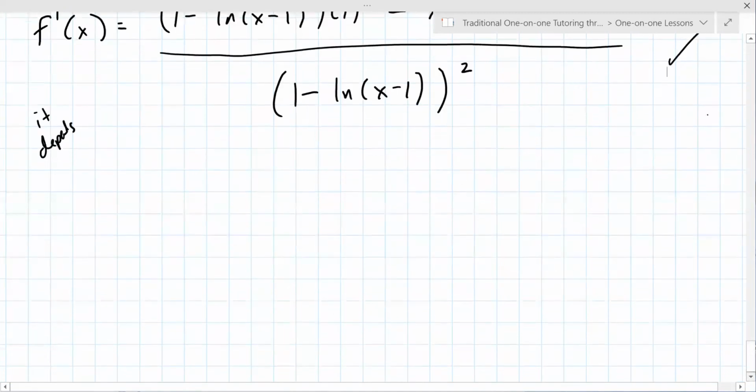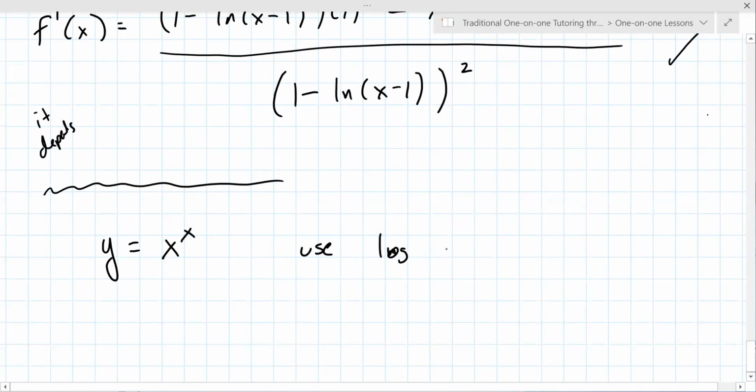Now, did you happen to see something like this in class? Like, what if y equals x to the x? Did your instructor talk about using logarithmic differentiation for that? Yeah, he did. I don't remember it though. Okay, we should do that now. That's kind of where this leads.